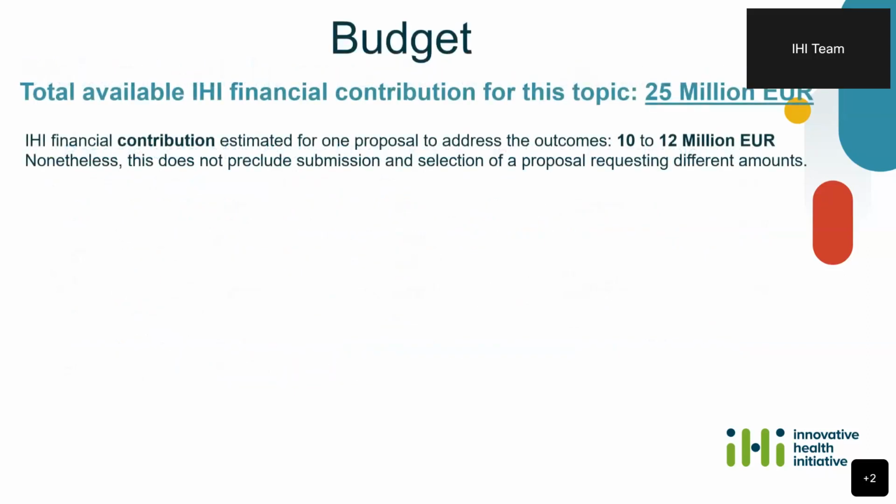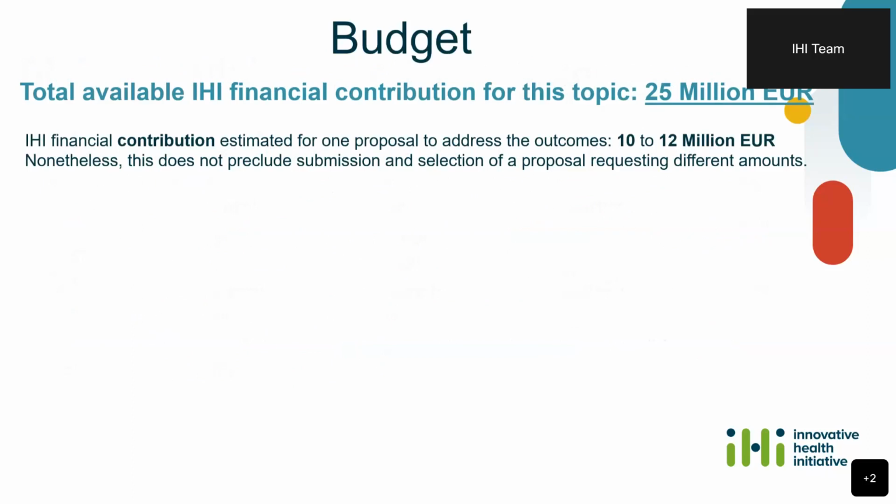So now one important aspect, of course, is the budget. The total available IHI financial contribution for this topic is 25 million euros. Please refer to the final version of the call topic text to make sure that this figure has not changed when the call will be launched. But for the time being, it's 25 million euros.